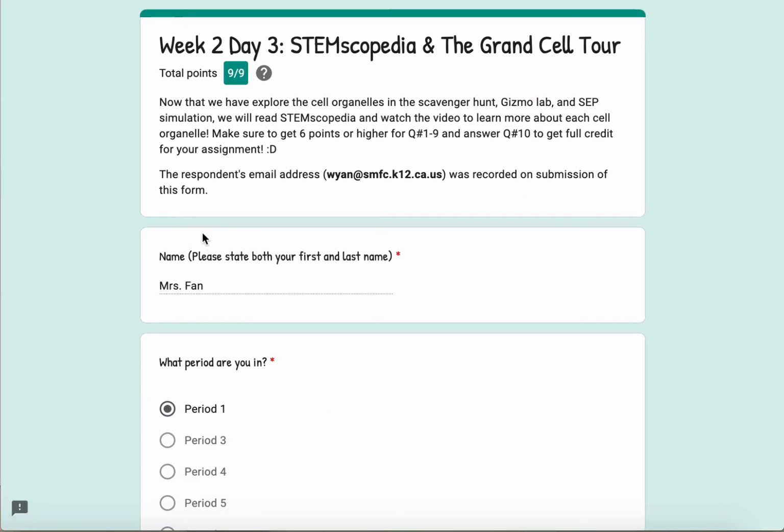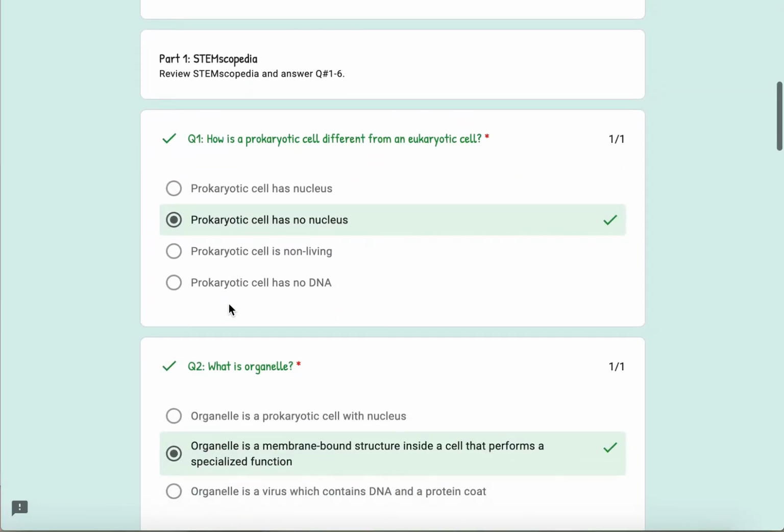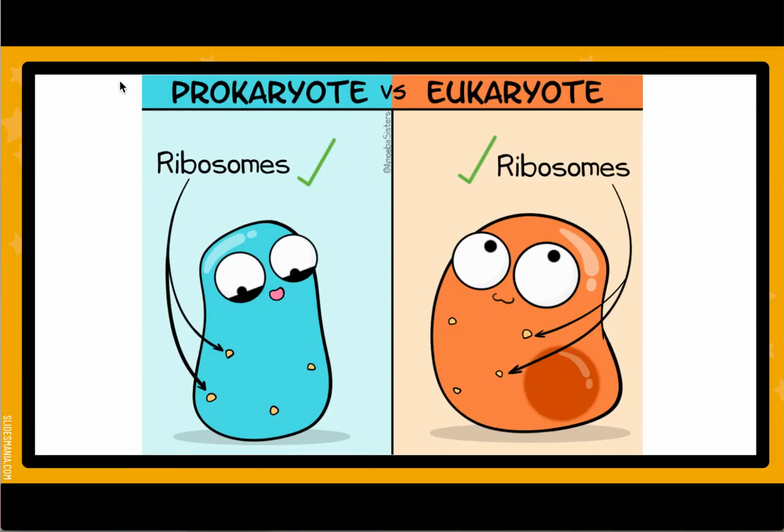In the assignment again, write your first and last name. The first question asks, how is a prokaryotic cell different from a eukaryotic cell? Well, one difference is that prokaryotic cells do not have a nucleus and eukaryotic cells do have a nucleus. So let me show you a GIF so that you can see the difference between prokaryotic and eukaryotic cells.